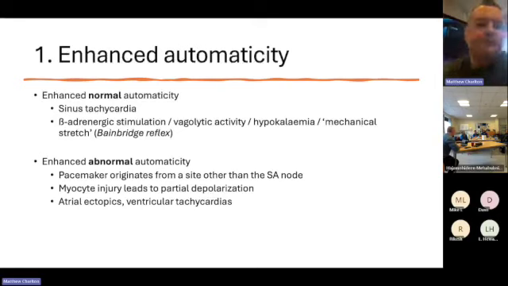The other side of enhanced automaticity is abnormal automaticity, and this is where you get things such as pacemaker sites originating from places other than the SA node, and myocyte injury, which leads to partial depolarization. That's again to do with the way that if you've got cells that are damaged, they have a resting membrane potential which is closer to the depolarization potential. And then things like atrial ectopics and ventricular tachycardias come under that as well. Okay, so that's enhanced automaticity. So that's one of the three things.